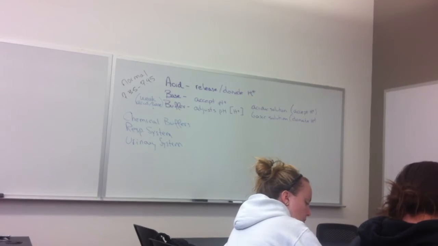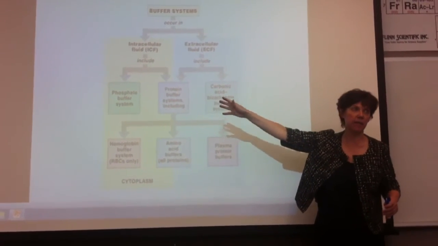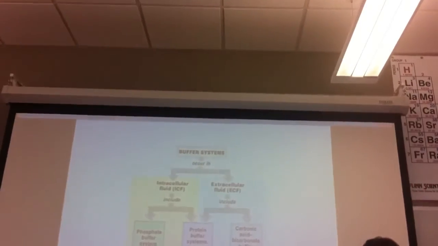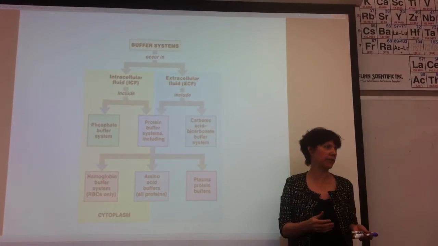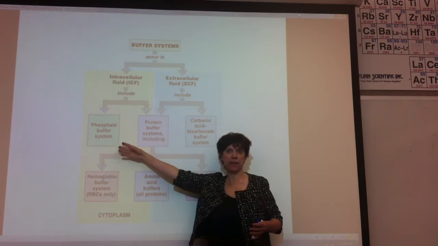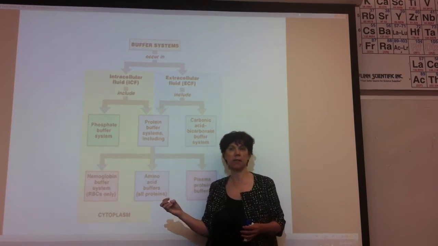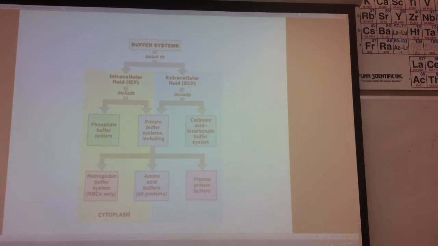So here's a distribution of chemical buffers. On the right side are buffers that we find inside cells. And on the left side, buffers that we find in extracellular fluid, such as interstitial fluid or blood. Okay. Phosphate buffer system is a very important buffer system inside cells. And as you'll see, it's also very important in the urinary system. So we have phosphate buffers, in the cell and urinary filtrate.